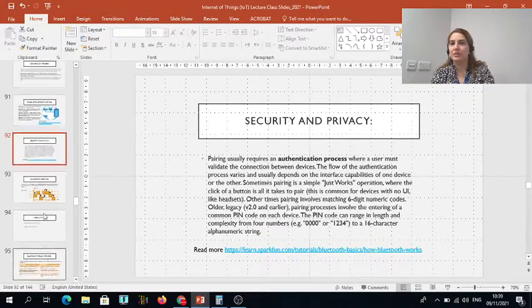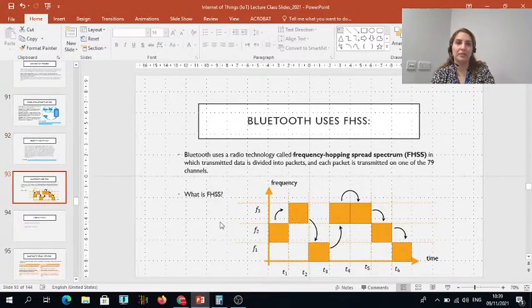If I'm not mistaken, the next slide is the FHSS, which I explained in the lecture. So if you remember what I explained in the class, I'm just going to quickly review that again, just in case you have missed the lecture.